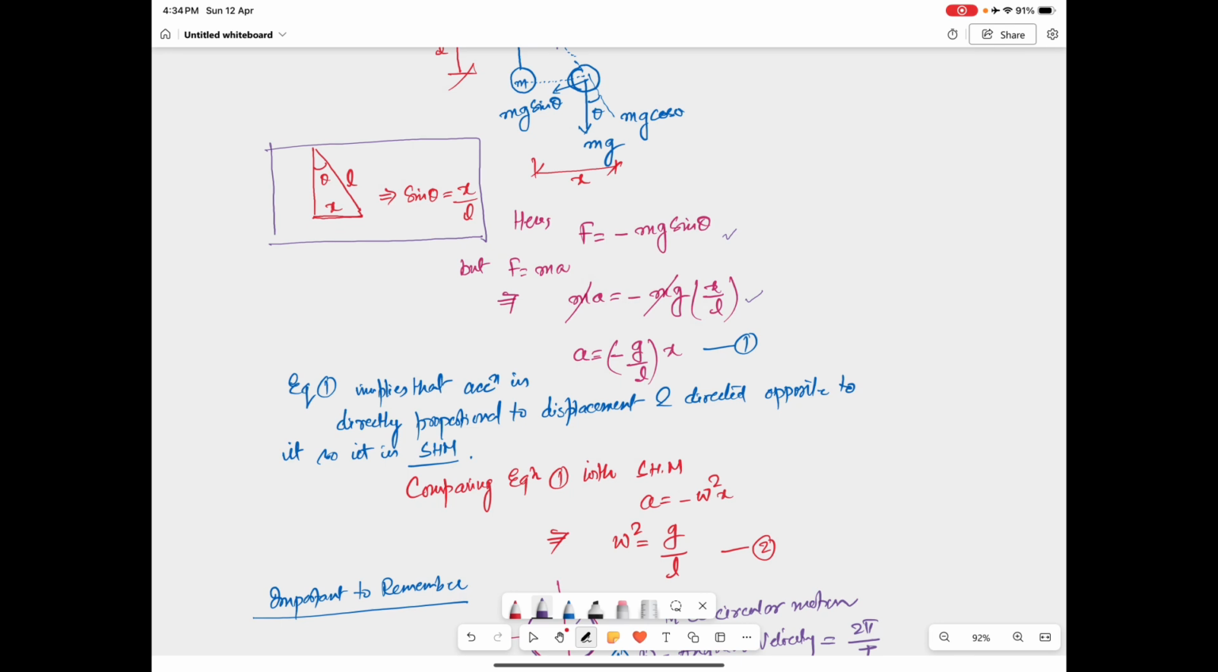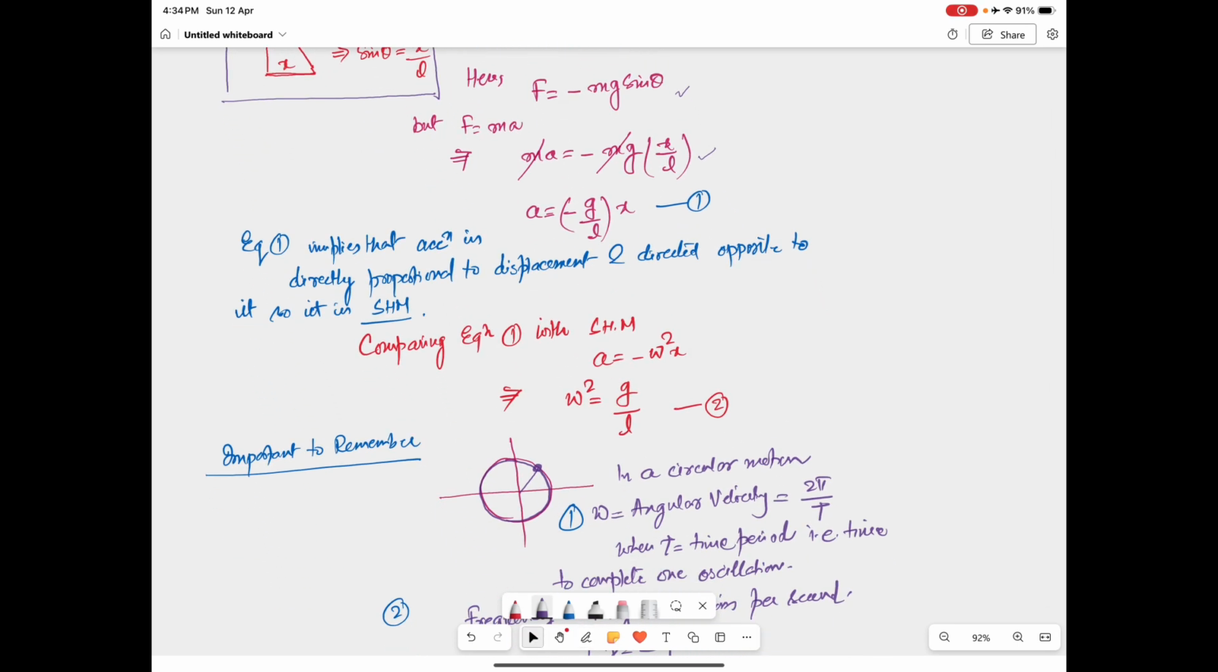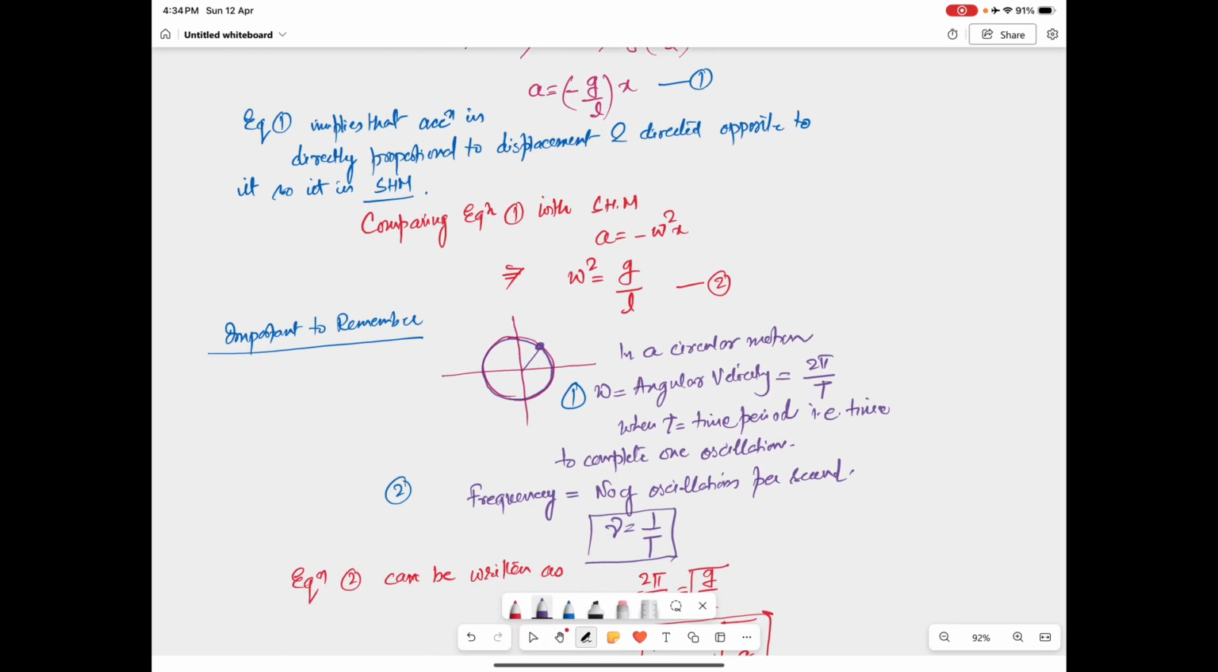So I am comparing equation 1 with omega square x. So I will get omega square is g by L. Now for a small revision purpose, in a circular motion, angular velocity will be given by 2 pi by t, because the angle which is covered is 2 pi in one circle and the time taken to complete one circle is t, which is a time period.